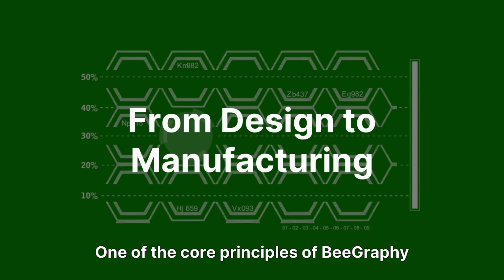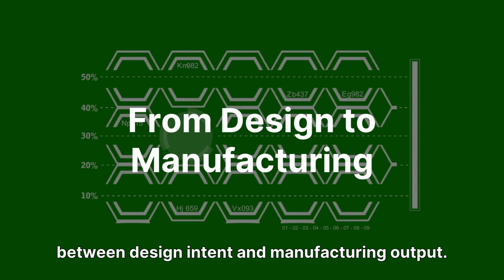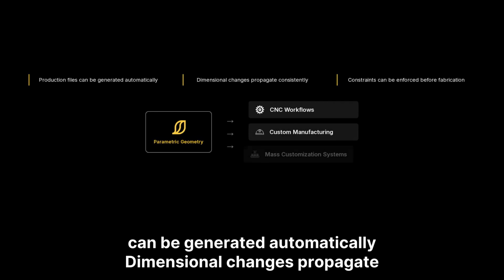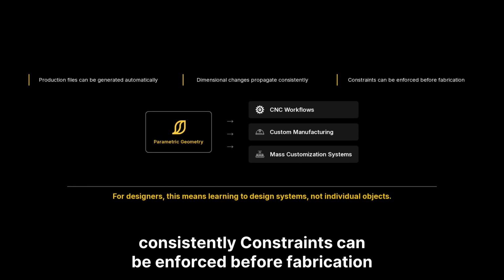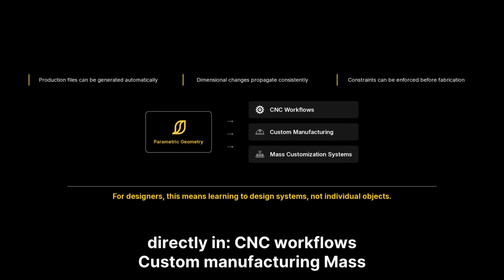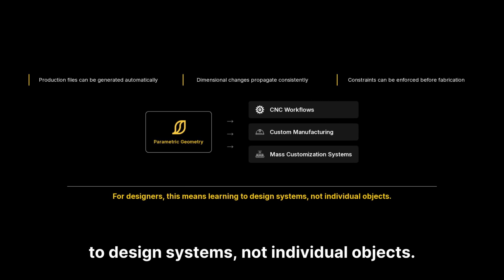One of the core principles of BeeGraphy is the elimination of the traditional gap between design intent and manufacturing output. Because geometry is defined parametrically, production files can be generated automatically, dimensional changes propagate consistently, and constraints can be enforced before fabrication. This allows BeeGraphy models to be used directly in CNC workflows, custom manufacturing, and mass customization systems. For designers, this means learning to design systems, not individual objects.